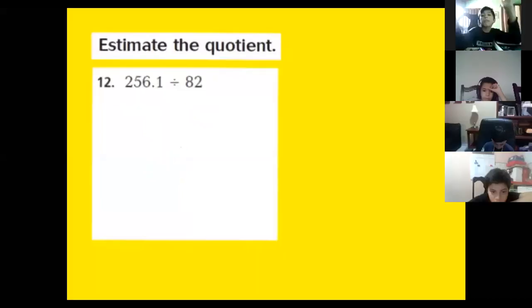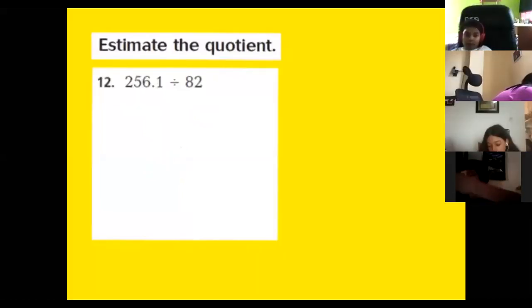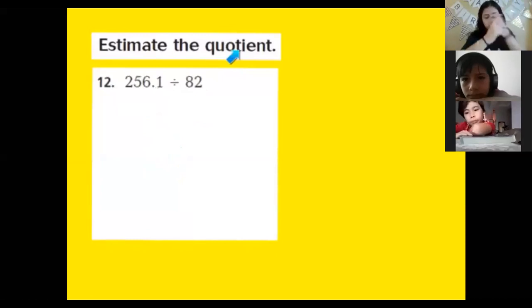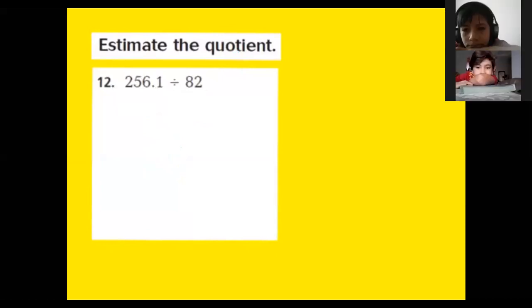Now, let's take a look at question number 12. Once again, our job is to estimate the quotient, and we're going to once again use compatible numbers to help us do that. For question 12, they give us 256 1/10 divided by 82. I'm going to start by looking at my divisor, which is 82, and choose a number close to 82 that would be easy to work with mentally.